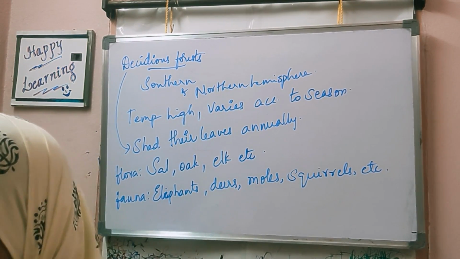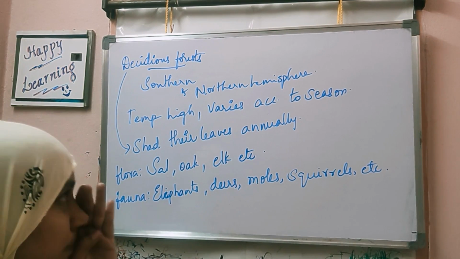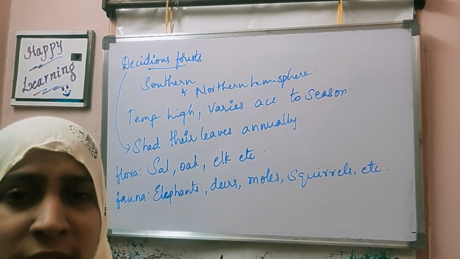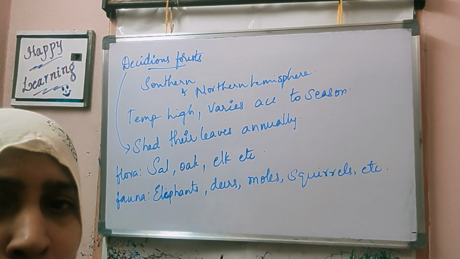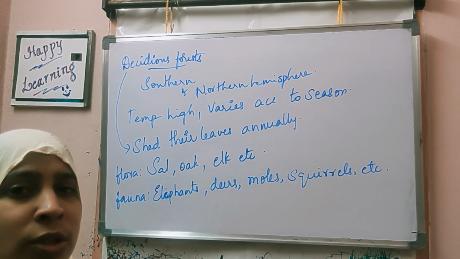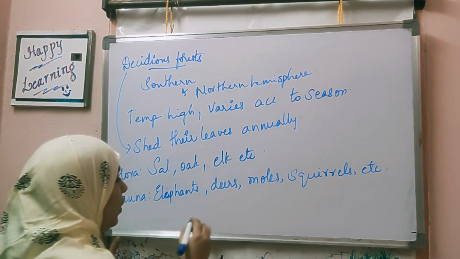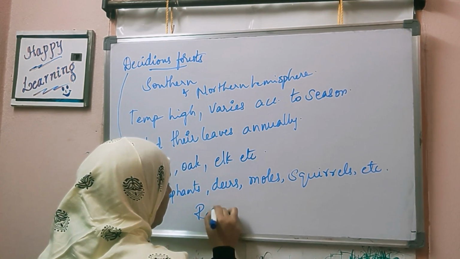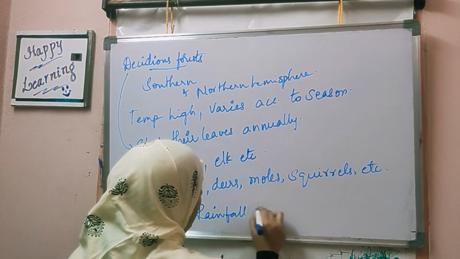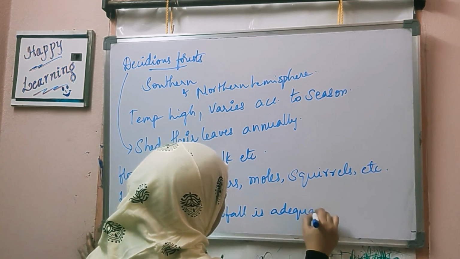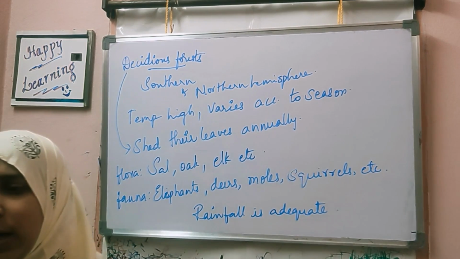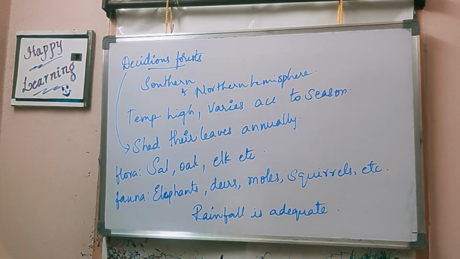Coming to the third, rainfall. Rainfall in this region is also good enough, but it's not continuous throughout the year. Rainfall is adequate. Okay, next, grasslands.